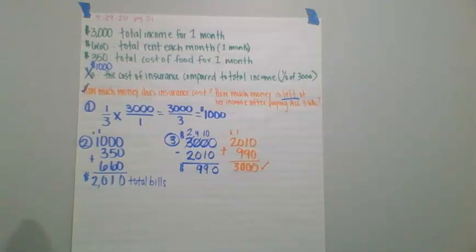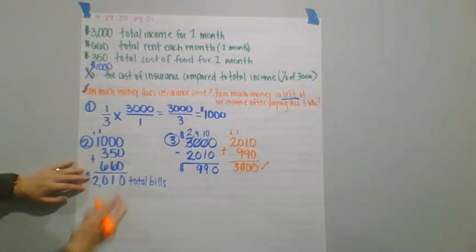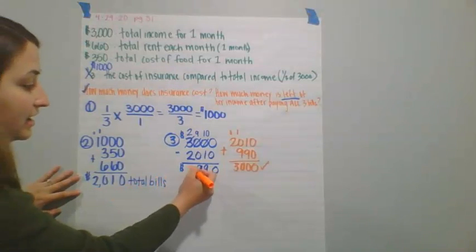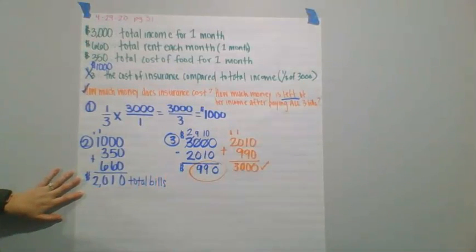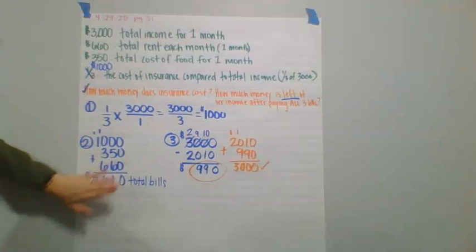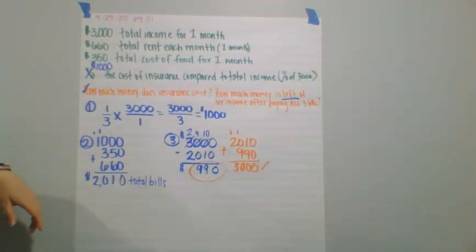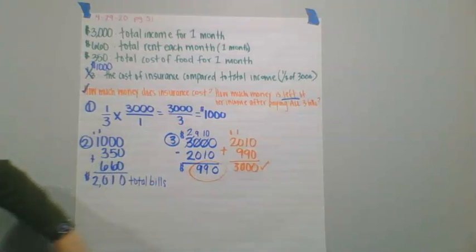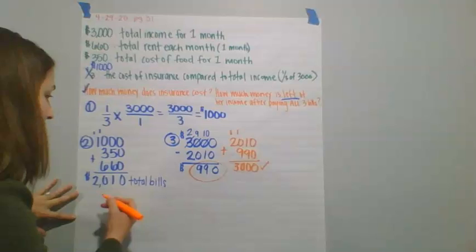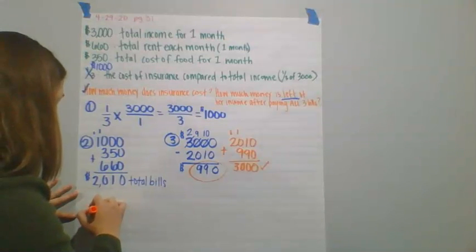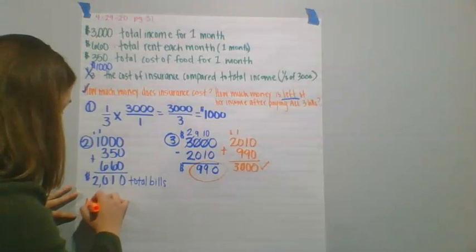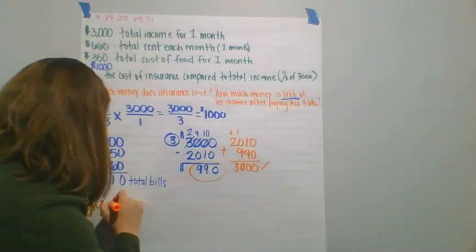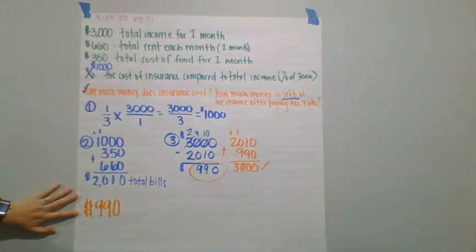So for our answer, we want to look and see what our unit is. So our answer was that she had $990 left. Because remember, we used the amount of total bills, but we want to know the difference between how much she earned and how much she still has in her bank account. So for our answer, we're going to use that dollar sign because that's going to represent our unit, which is $990.